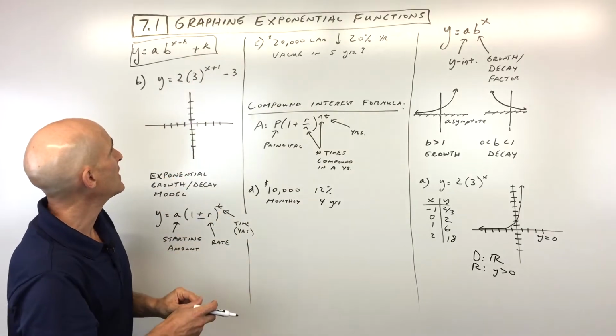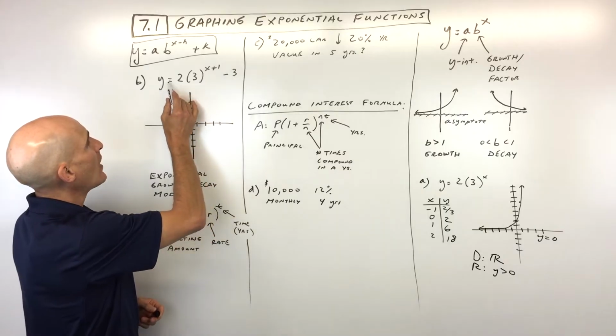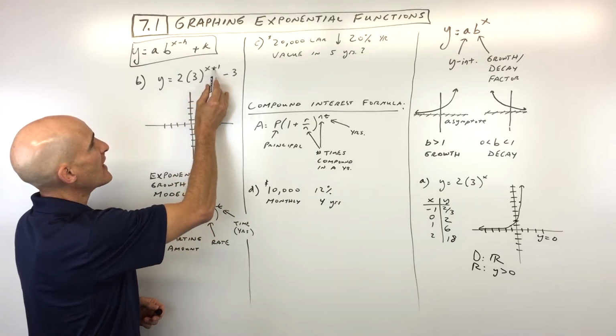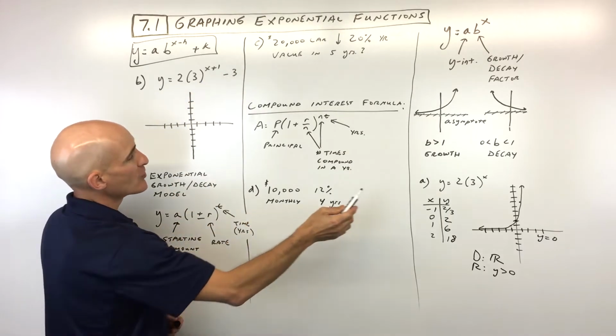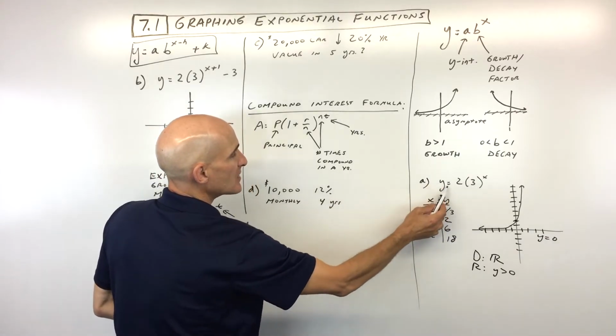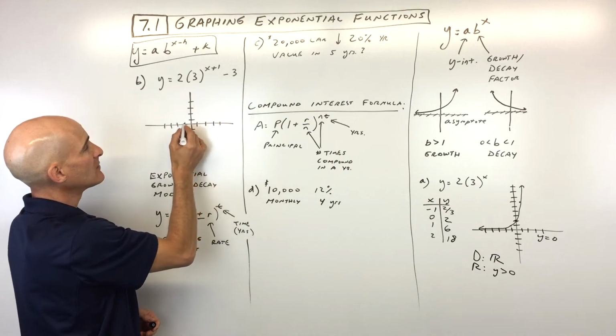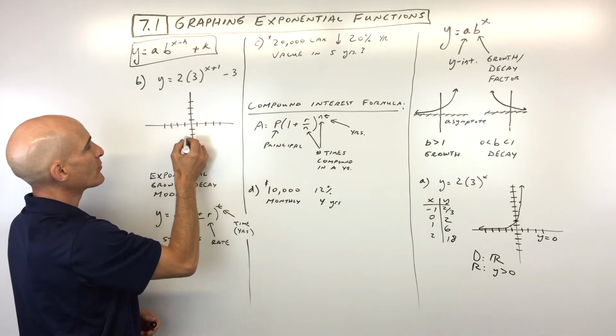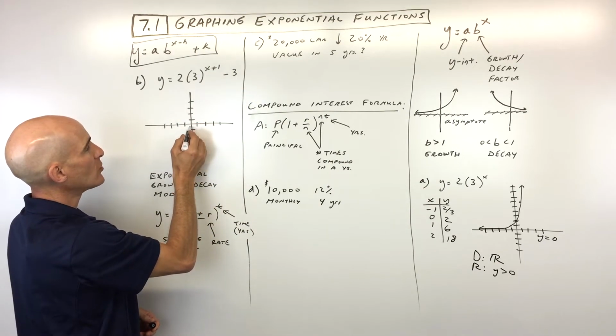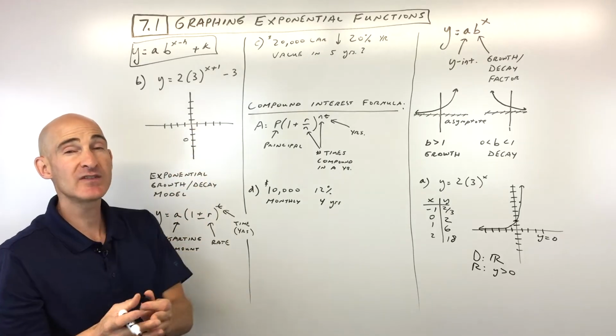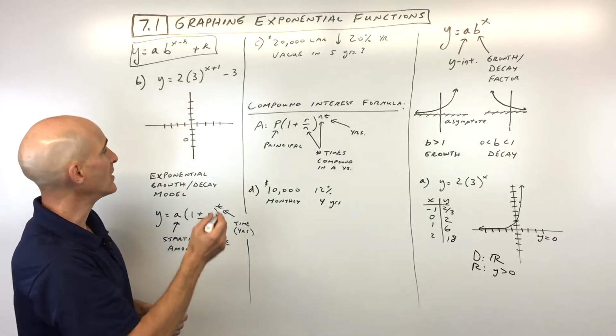So let's show you a basic example here to start. Y equals 2 times 3 to the x plus 1, minus 3. Now notice this looks a lot like this graph we did here. The only difference is the plus 1 shifts it left 1, and the minus 3 shifts it down 3. So what I'm going to do is draw an open circle at -1, -3. I'm going to think of that as our new starting point or our new origin.